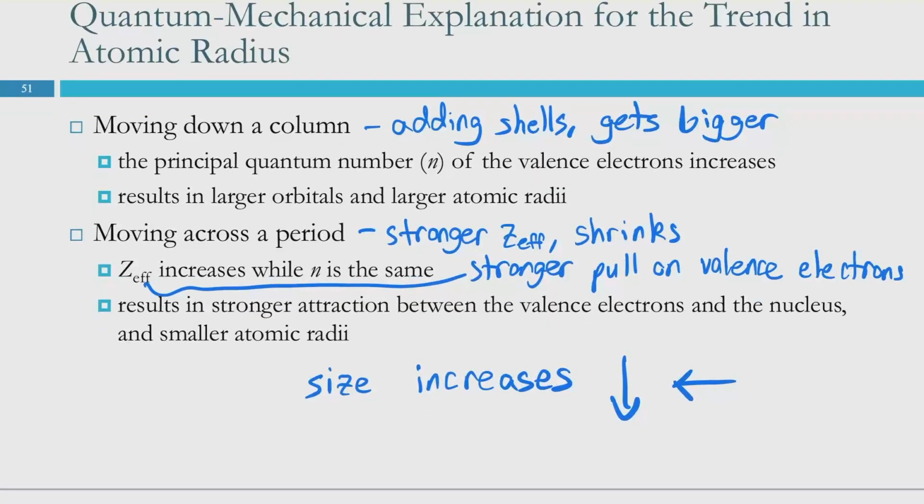And when we're moving across the period, so left to right, we're increasing the effective nuclear charge, that's Zeff, but we've got the same size shell. So we're jacking up the positive charge in our nucleus, and that's going to cause those outer electrons to get pulled in slightly as we move left to right. So it's going to get smaller left to right, which means it gets bigger right to left. So for atomic radius, our size increases when we're going down a column and when we're going to the left along a row or a period.